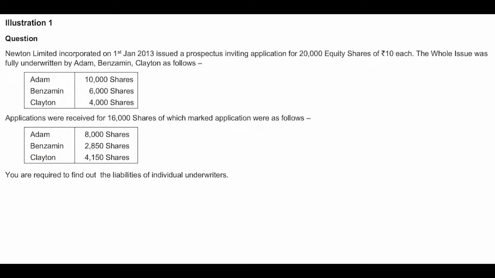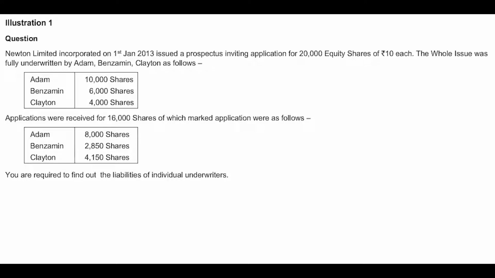So the total of 8,000, 2850, 4150 is 15,000. So 15,000 are the marked applications which the company has received, and 1,000 is still remaining, and 1,000 is the unmarked application. It means these are those applications which are not marked by any of the underwriters. It means that someone from the public directly came to the company and subscribed the shares. They are not coming through any underwriter. So out of 20,000, 15,000 is marked, 1,000 is unmarked, and the remaining 4,000 is not at all subscribed by the public, and that will come upon the underwriters to subscribe, right?